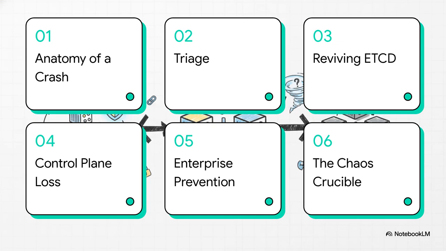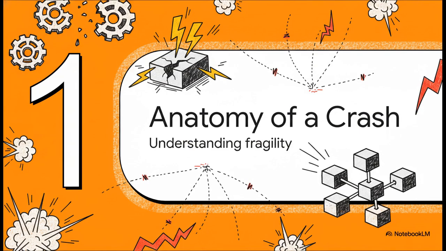First, the anatomy of a crash. 2, triage and why you should not reboot. 3, reviving the etcd brain. 4, complete control plane loss. 5, enterprise prevention architecture. And finally 6, the chaos crucible. All right, let's jump right into part 1. The anatomy of a crash.